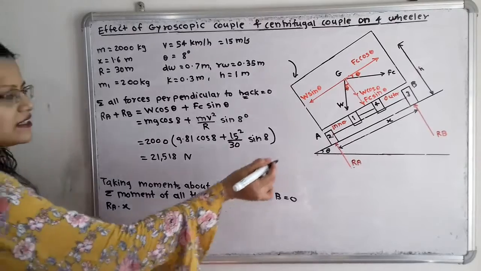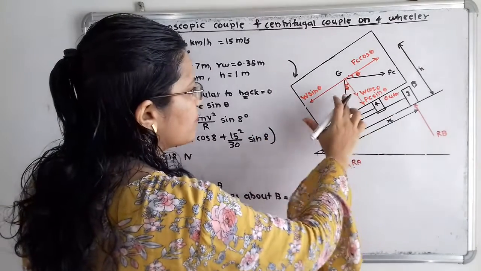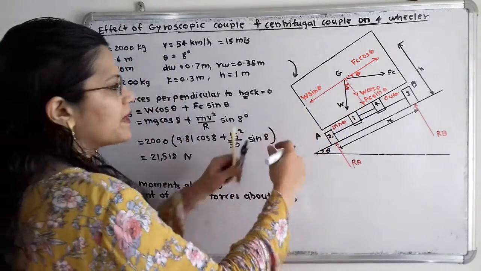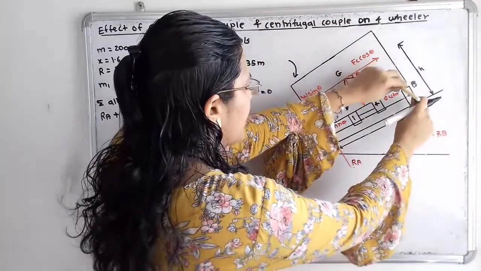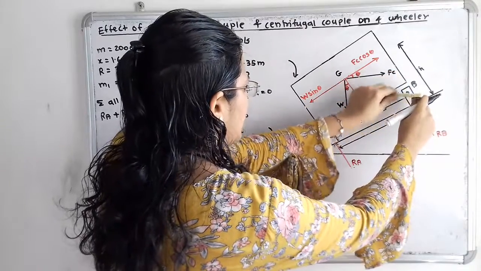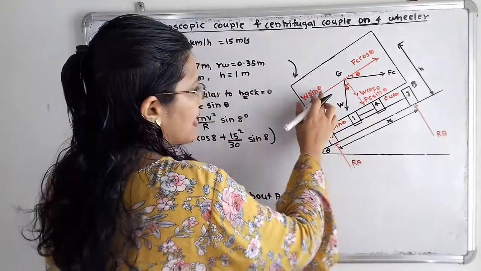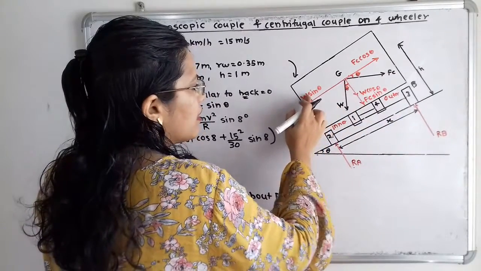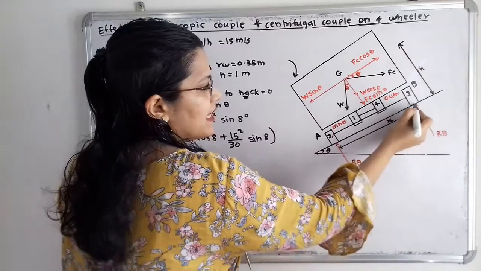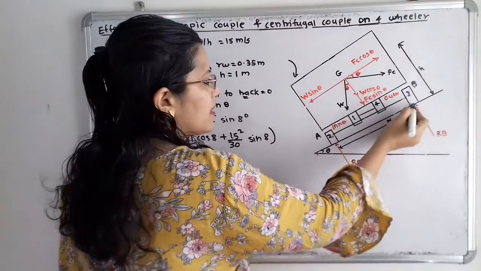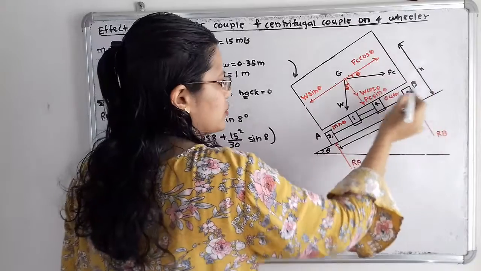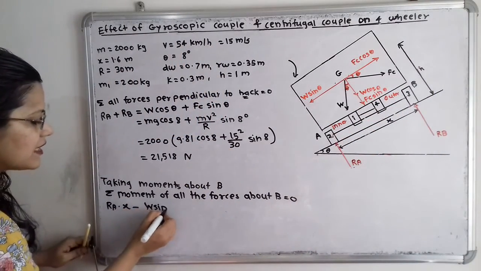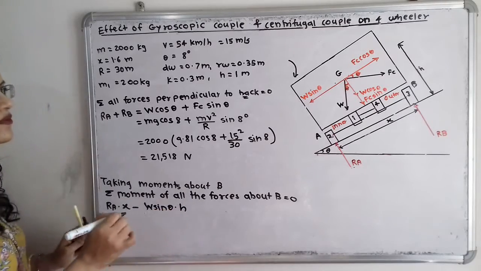Then we will take the second force, that is W sin theta. Here B is the center and we will move the compass in the direction of W sin theta. So it is in the anti-clockwise direction, and what is the perpendicular distance between this point B and this W sin theta? Point B is at this point of contact. So this perpendicular distance is h. So I will take minus W sin theta into h.